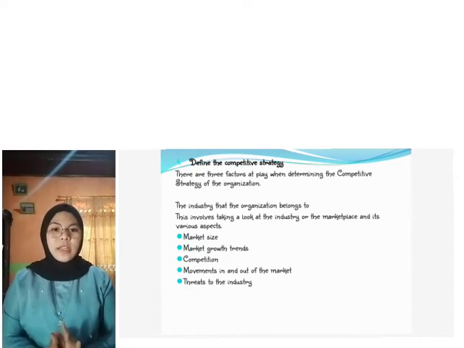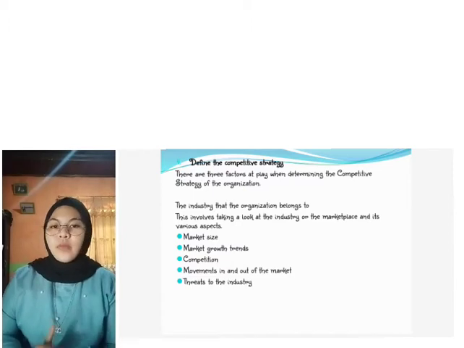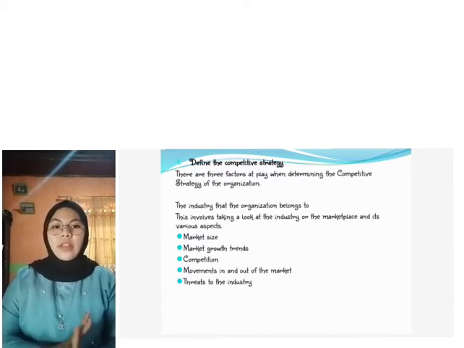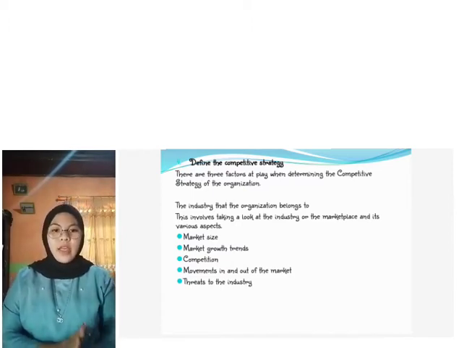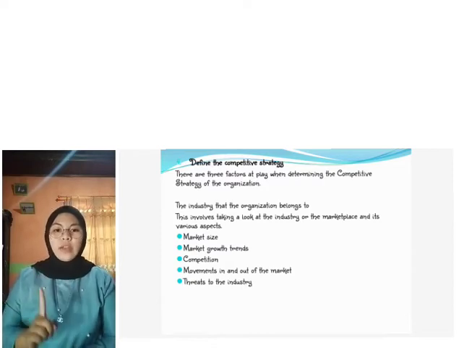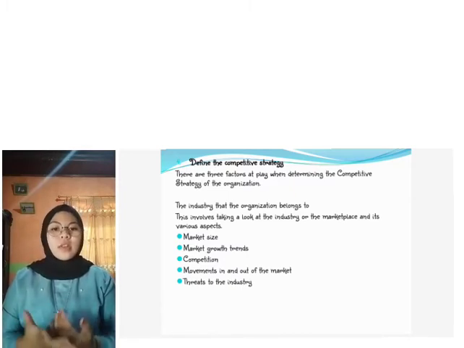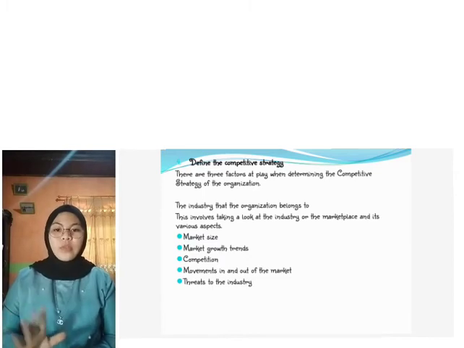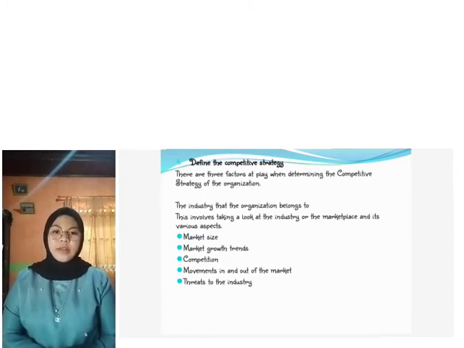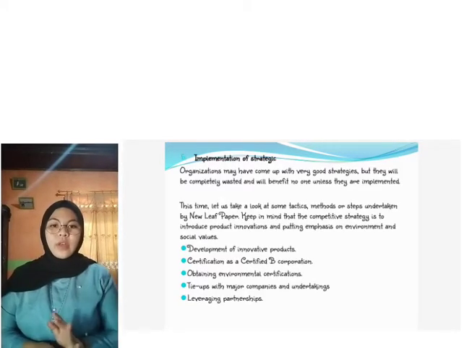4. Define the competitive strategy. The industry that the organization belongs to. This involves taking a look at the industry or the marketplace and its various aspects. 1. Market size, 2. Market growth trend, 3. Competition, 4. Movement in and out of the market, 5. Threats to the industry.